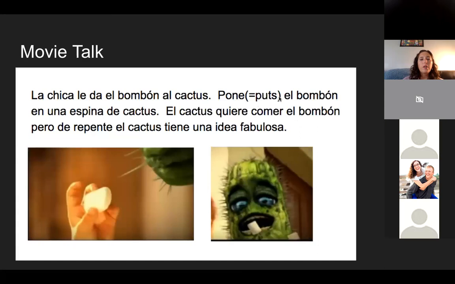But everything else is pretty repetitive. I just keep circling with the same vocabulary. So he puts the marshmallow on the cactus, the cactus wants to eat the marshmallow, but de repente means all of a sudden. And so I have my students do a little bit of TPR. Whenever they hear de repente, they snap really fast. He has a fabulous idea.